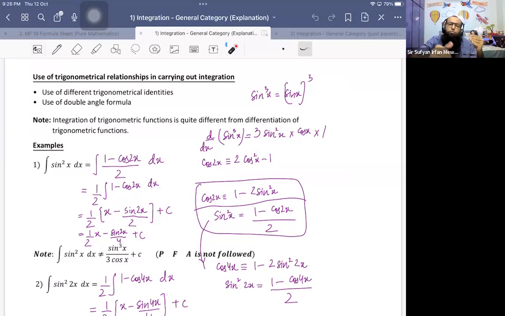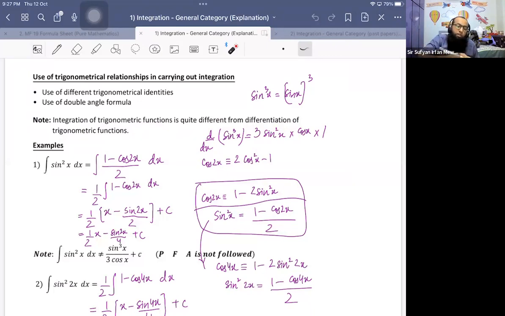And if there is no trigonometric identity that we have proved in that particular question, then in such cases we use the double angle formula. So how to use the double angle formula, when to use trigonometric identities, and how to use them, this is what we are going to learn, inshallah. This is a very important part, right? Note, integration of trigonometrical functions is quite different from differentiation of trigonometric functions. Now, this note is extremely important because the biggest problem is, once the students have learned to differentiate, they try to follow the same pattern in integration, which is very wrong.